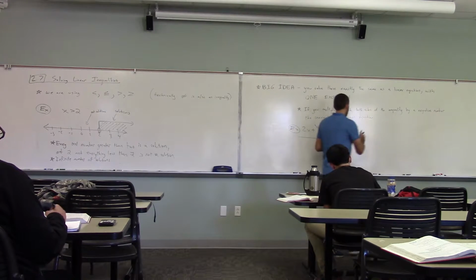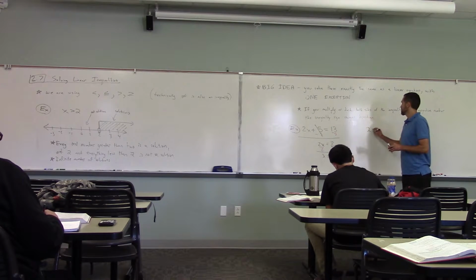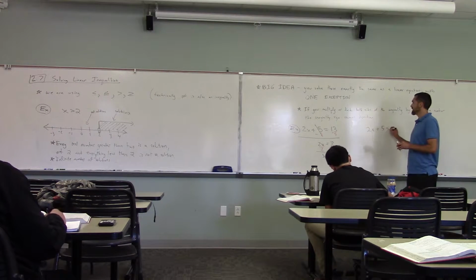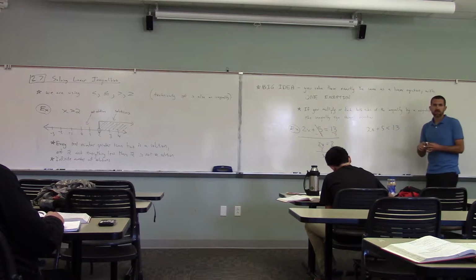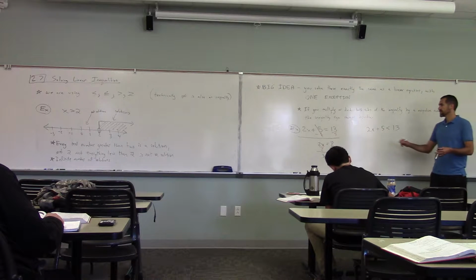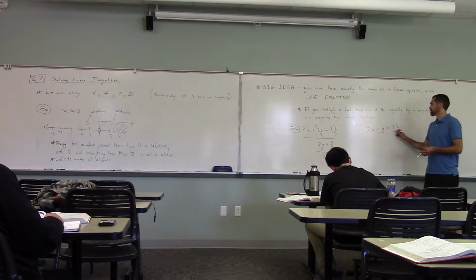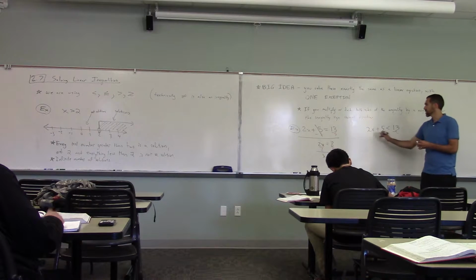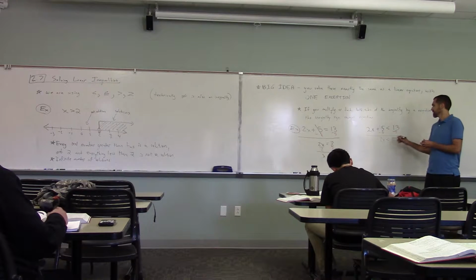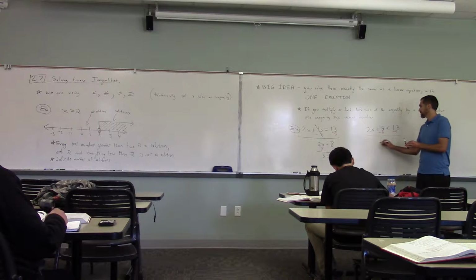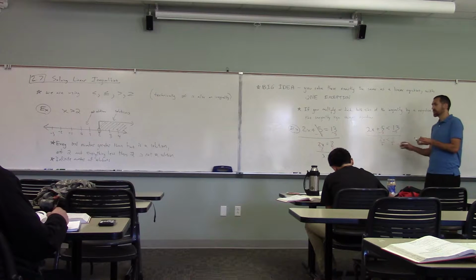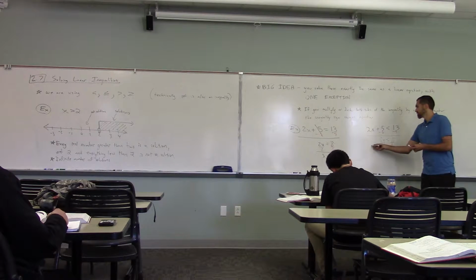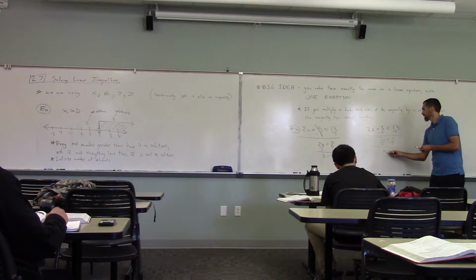Going over to here, what if we changed it to 2x plus 5 is less than 13? Well, we're going to do the exact same steps. We're going to subtract 5. Did we multiply or divide both sides by a negative? Nope, so nothing happens, just normal. 2x is less than 8. Then we're going to divide by 2. Did we multiply or divide by a negative? No, so it's just normal. So it's just x is less than 4.